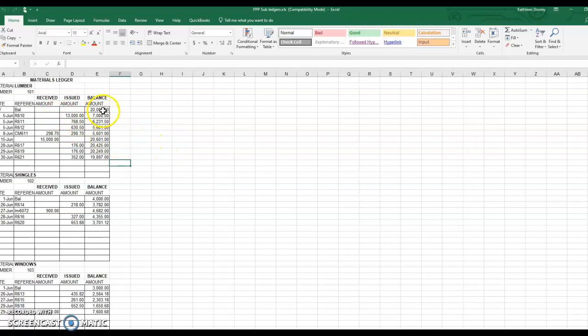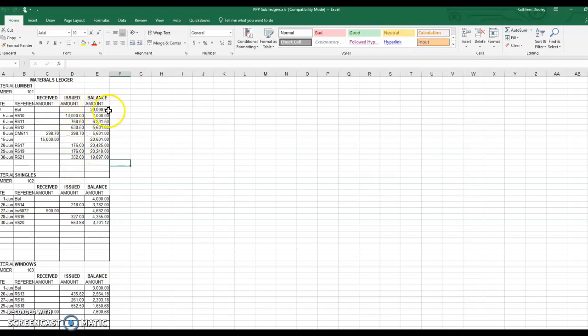Okay, and so here the beginning balance of lumber was $20,000. Now we put in the date, June the 5th. The reference number is whatever document number, if we have one. In this case, we have a requisition number 610, and we have a column for any lumber that we received, that we purchased and received, or we have another column for the lumber that we issued out of the material storeroom. So 13,000 was issued out.